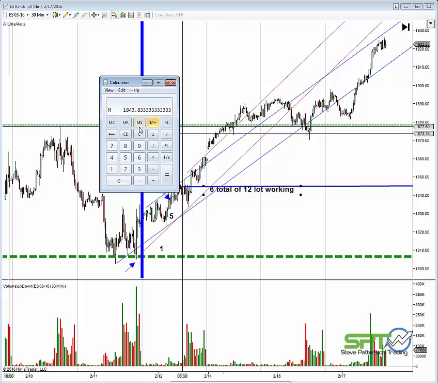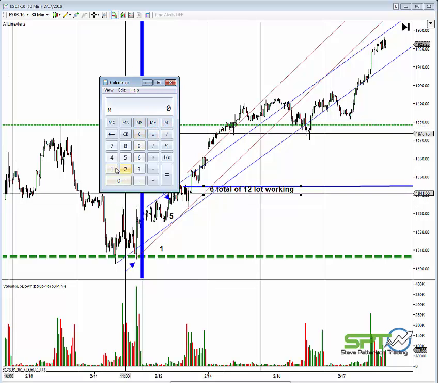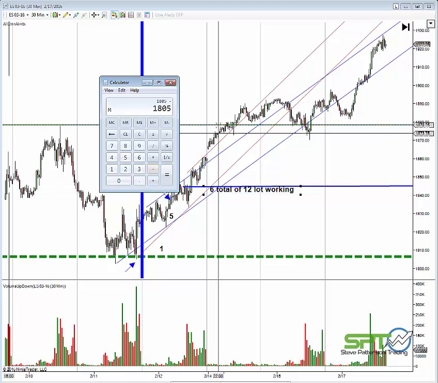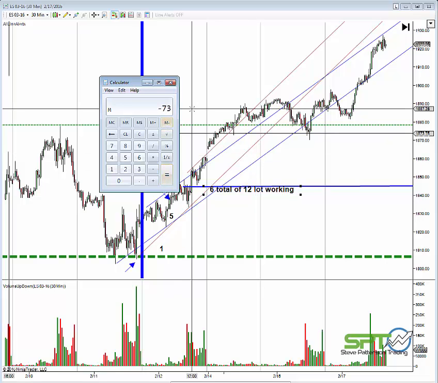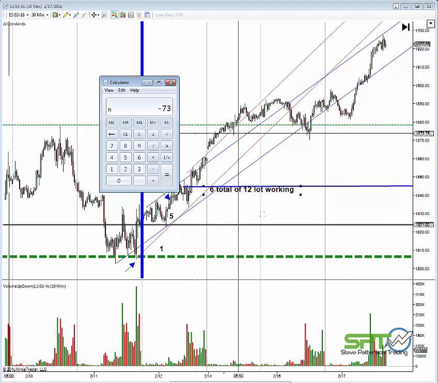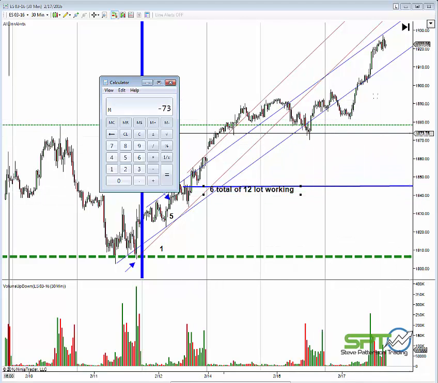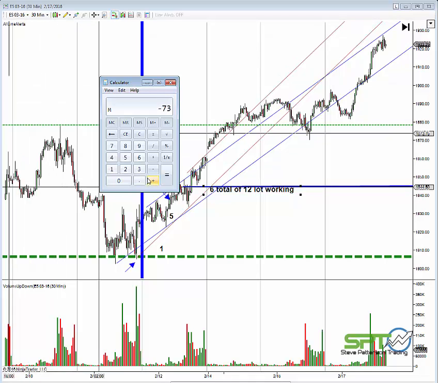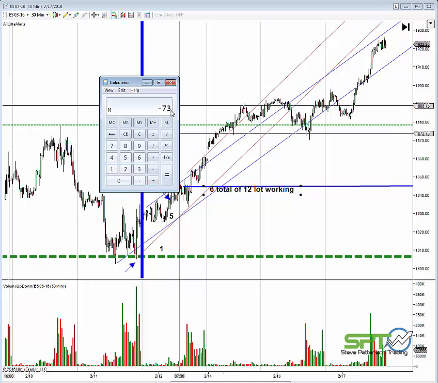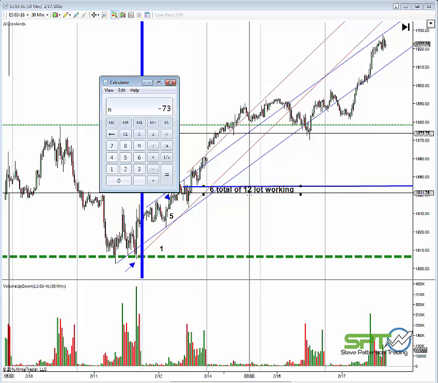Memory plus. So we have 1805 subtract. Just use 1878. Okay, that's a full 73. Well, it's times 4 because it's the ES. But let's just pretend it's anything. It doesn't have to be the ES. Like I said, this is shoes. So now you've got $73 worth of profit on a 12 lot.